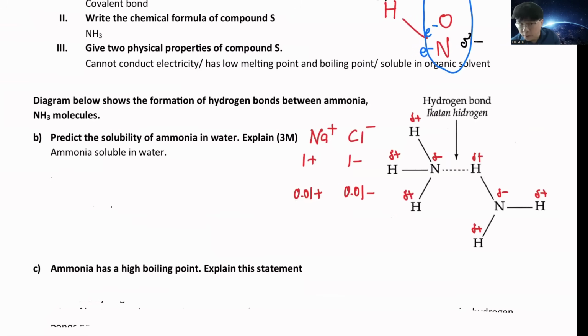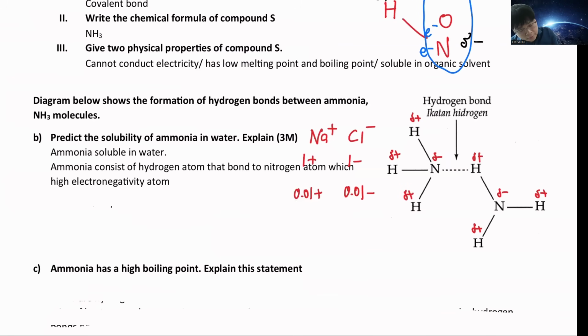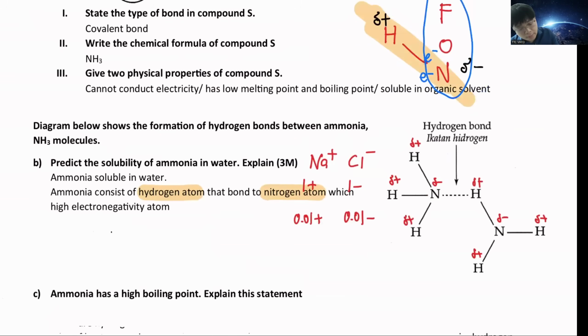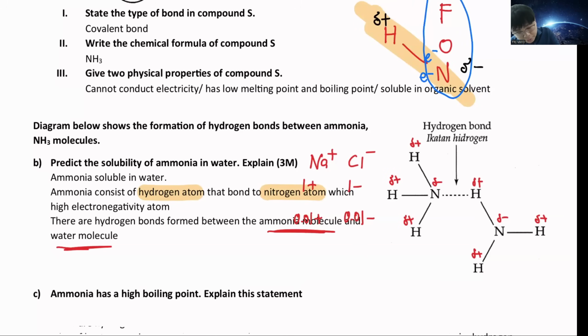First, ammonia is soluble in water. Why? Because ammonia has H connected to N. You must tell me why it qualifies for hydrogen bond: because the H is connected to N. Then after that, they are able to form hydrogen bond between the ammonia molecule and the water molecule. That's why it can have hydrogen bond. So this is how you explain why those molecules are able to dissolve in water.